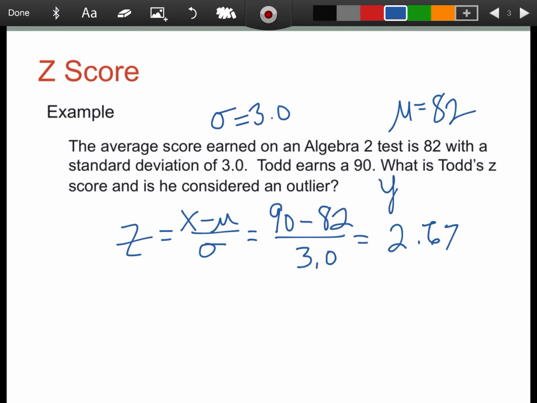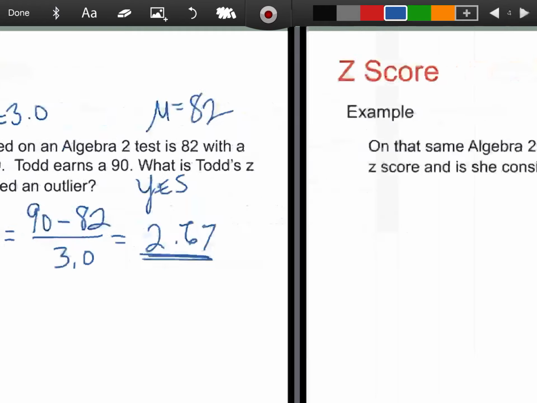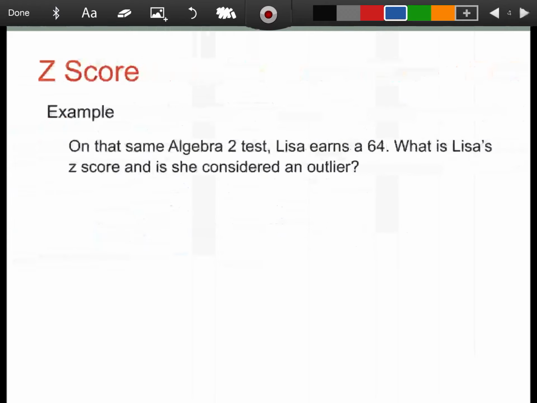The answer here is yes, he is considered an outlier because his Z-score is higher than 2, which means he's more than 2 standard deviations above the mean. And remember, that's the definition of an outlier. If I'm more than 2 standard deviations above or below the mean, then that means it's an outlier. Since his Z-score is so high, he is an outlier.